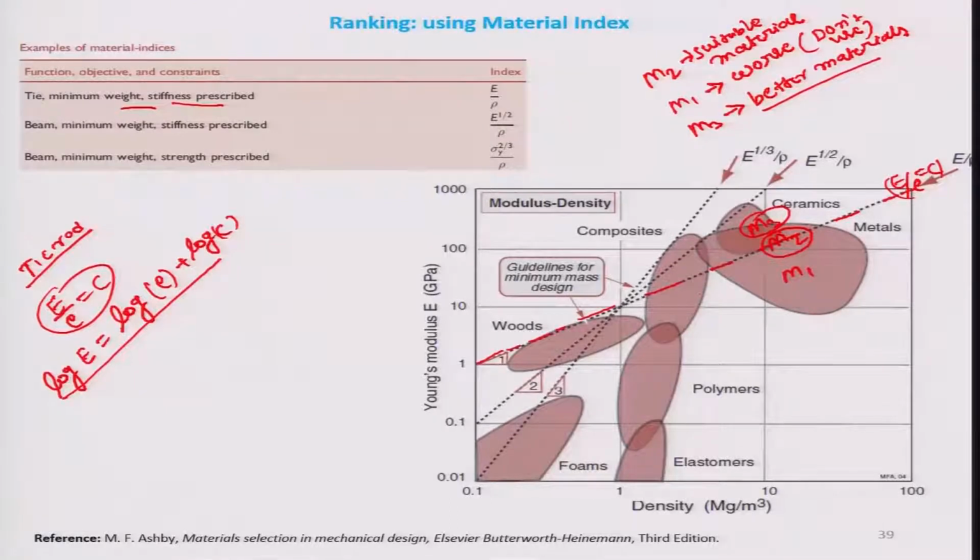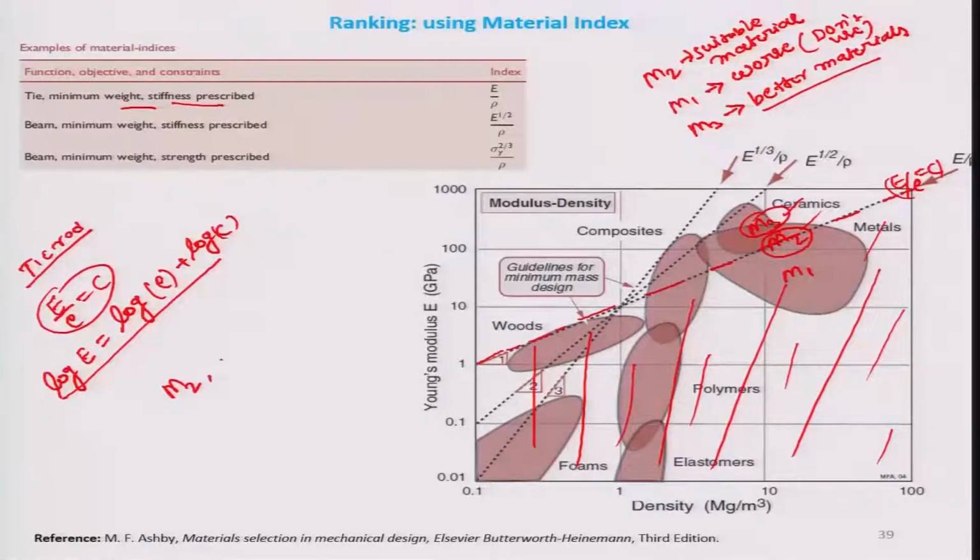First, whatever material lies below this constant line, we just discard it. This is not usable for our design. Okay. So, now we have two options, M3 and M2; either we can use M2 or M3. Now we will have to check different criteria for selecting the best material.